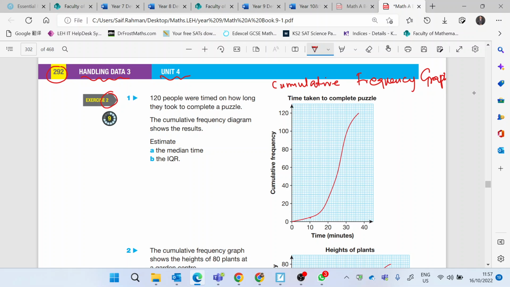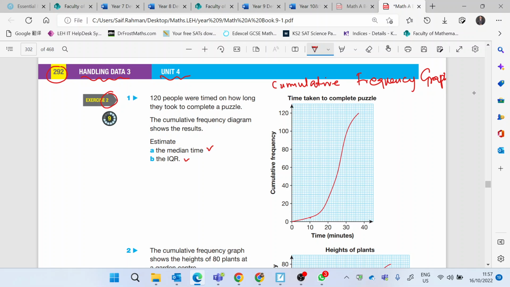One, two, maybe two. So you can see that after the time is 20, it's moving very steeply up. So after 20 minutes, the frequency is increasing. So in this type of question, how can we estimate the median time and interquartile range?